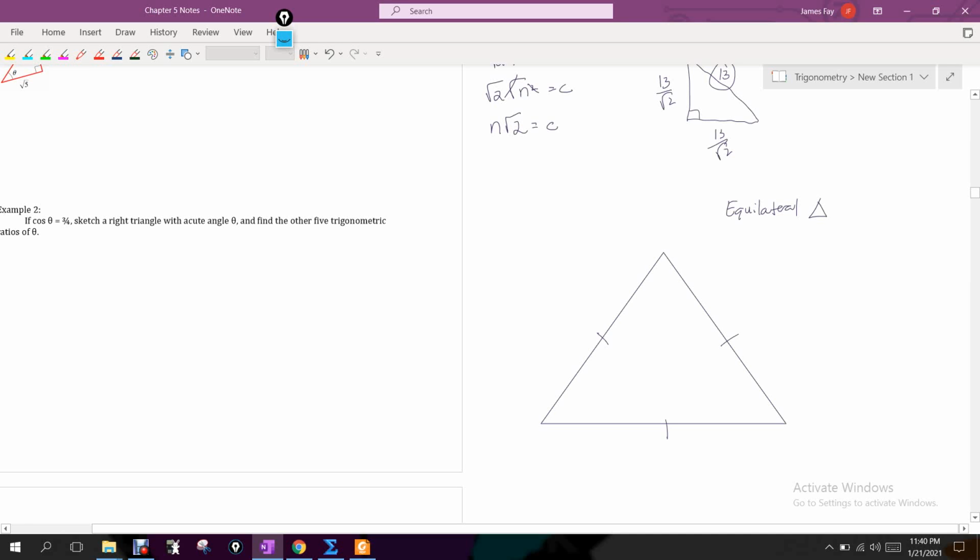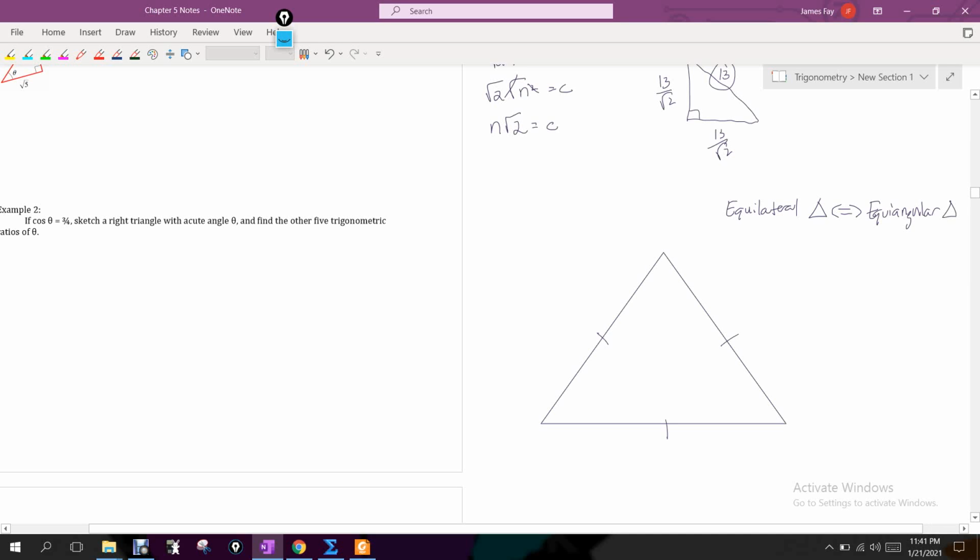Okay, we have a corollary in geometry that says all equilateral triangles are also equiangular. So equilateral implies equiangular. Okay, and that's only for triangles. Like an equilateral quadrilateral does not mean it's equiangular. An equiangular quadrilateral does not mean it's equilateral. Okay, but for triangles, one implies the other.